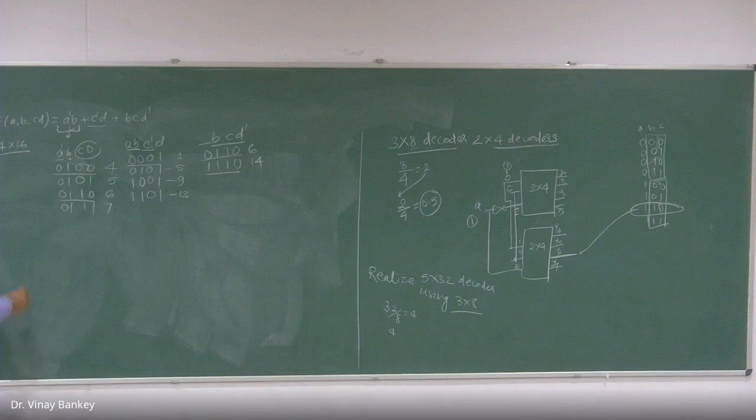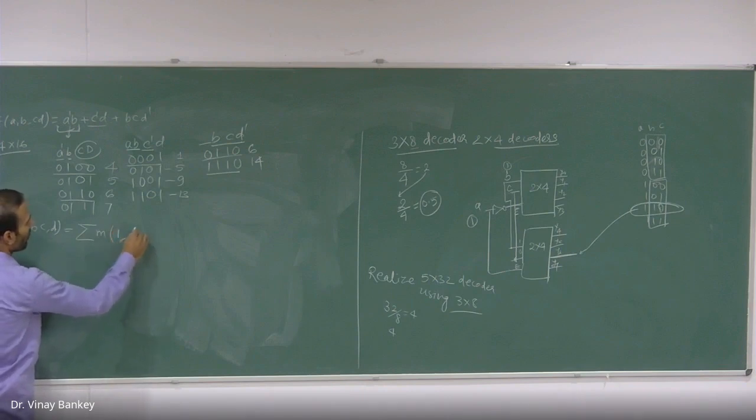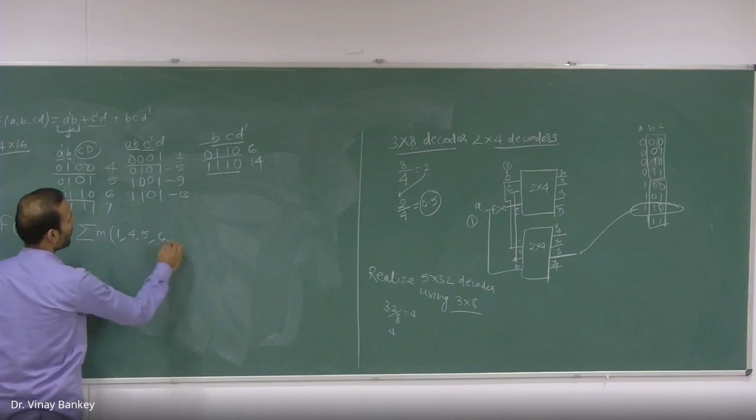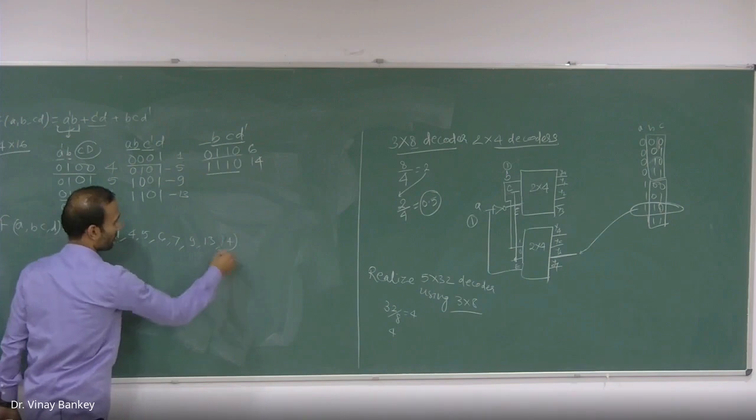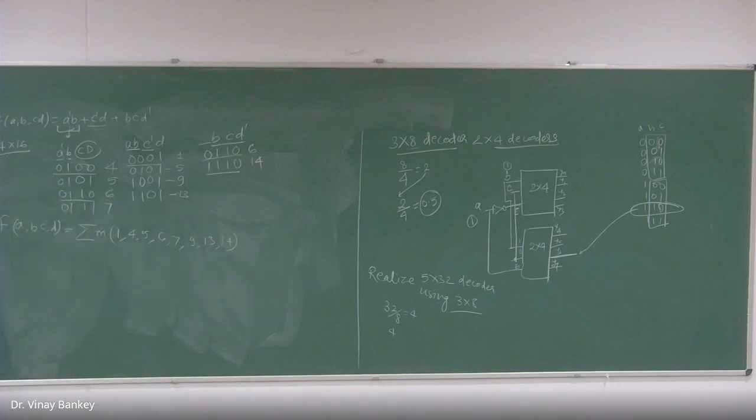So now you have all these min terms. I can write F of A, B, C, D as summation m of the min terms 1, 4, 5, 6, 7, 9, 13 and 14. Now it is very easy. You need just one OR gate and connect all these outputs, which are the min terms of the decoder, and you can implement it.